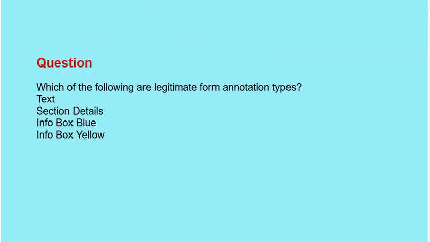Question is, which of the following are legitimate form annotation types? Option A. Text. Option B. Section details. Option C. Info box blue. Option D. Info box yellow.